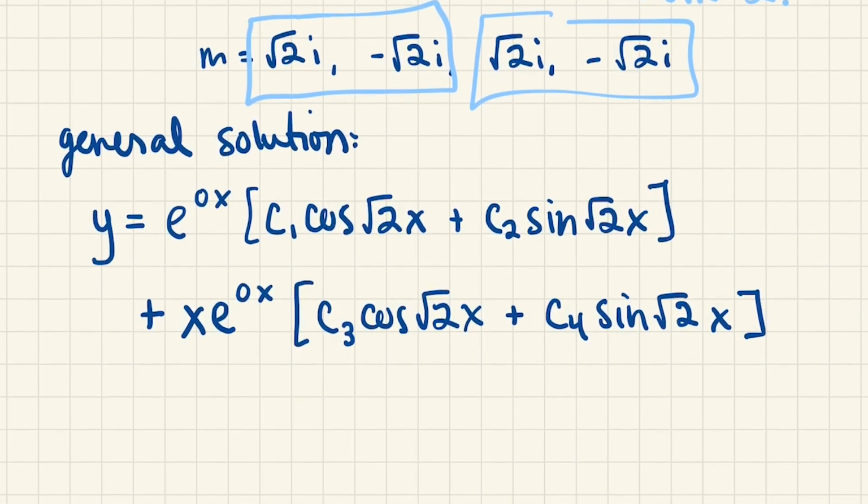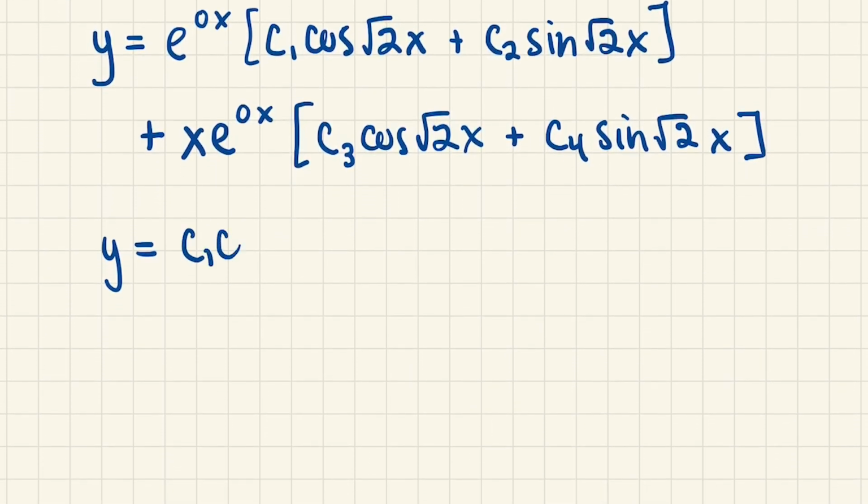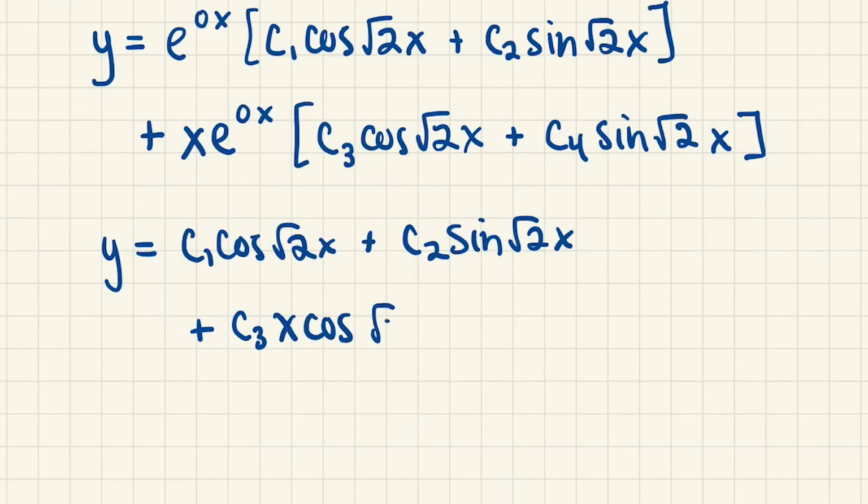And we would stop here, except that e to the 0x reduces. So actually what we have is c1 cosine of rad 2x plus c2 sine of rad 2x plus, you can even distribute if you want, c3x cosine of rad 2x plus c4x sine of rad 2x. And that's our general solution. If each one had multiplicity 3 instead of multiplicity 2, then we'd have 6 individual solutions. And we would simply extrapolate the pattern for one more pair of cosine and sine with an x squared instead of just an x.